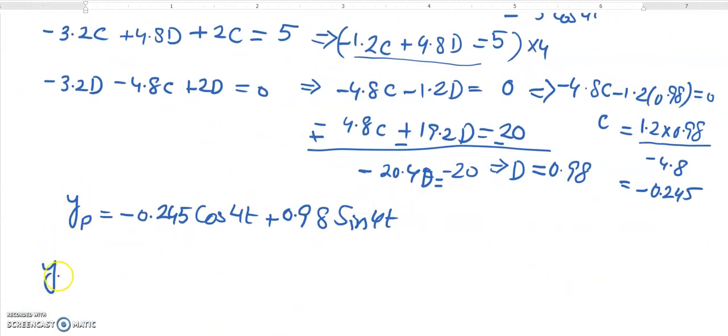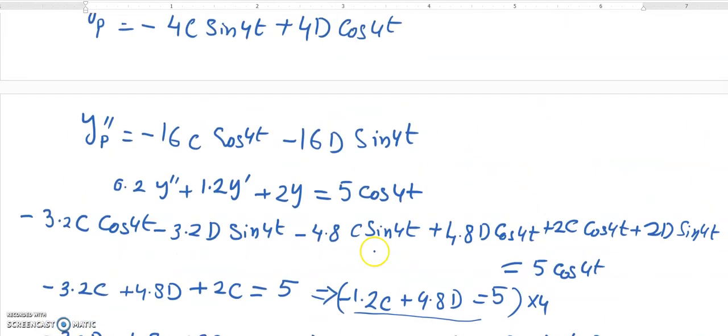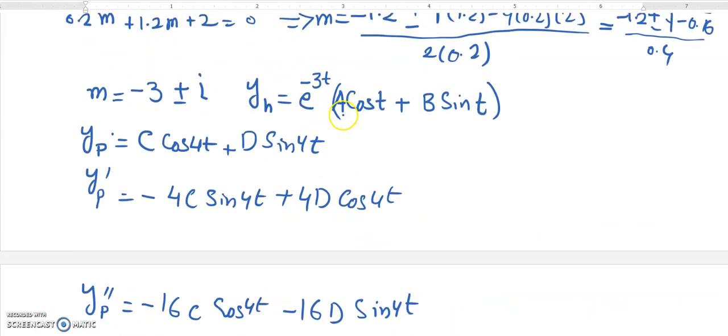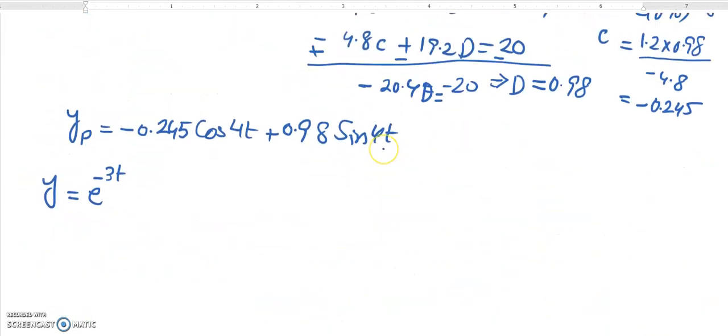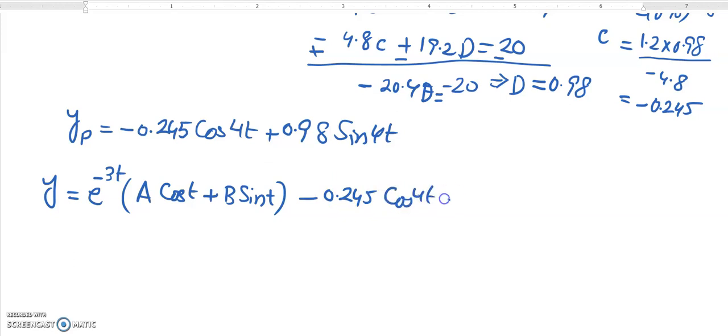So the general solution will be e to the power minus 3t times a cosine t plus b sine t, and then minus 0.245 cosine 4t plus 0.98 sine 4t.